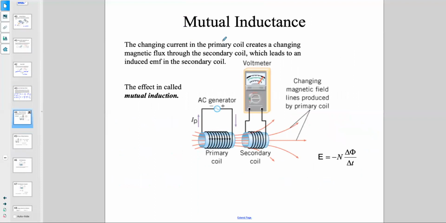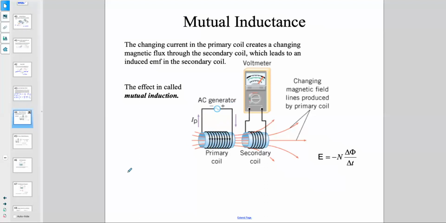Mutual inductance: a changing current in the primary coil creates a changing magnetic flux through the secondary coil, which leads to an induced EMF in the secondary coil. So let's see what's happening. We have an AC generator, and this will go into a primary coil. This AC generator is alternating current, so this I is changing.